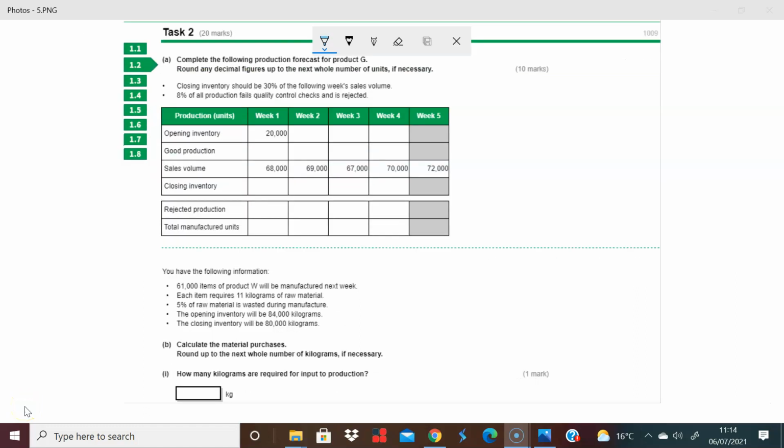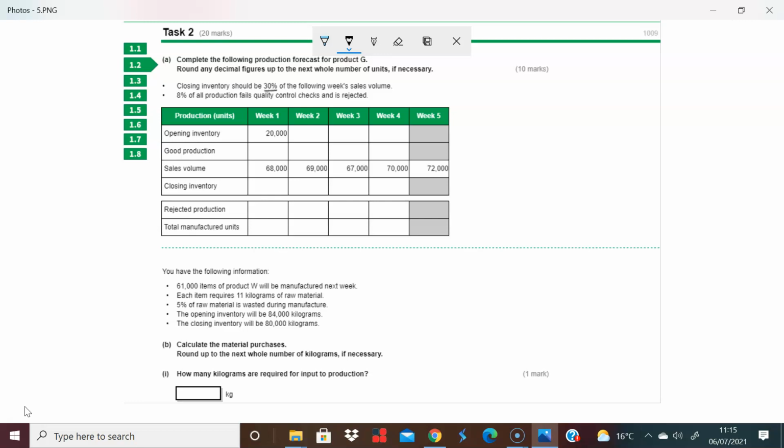Okay, task two. And again, a lot of these we see in the exam kit, which is why it's so important to work through the kit. So first of all, closing inventory should be 30% of the following week's sales volume.